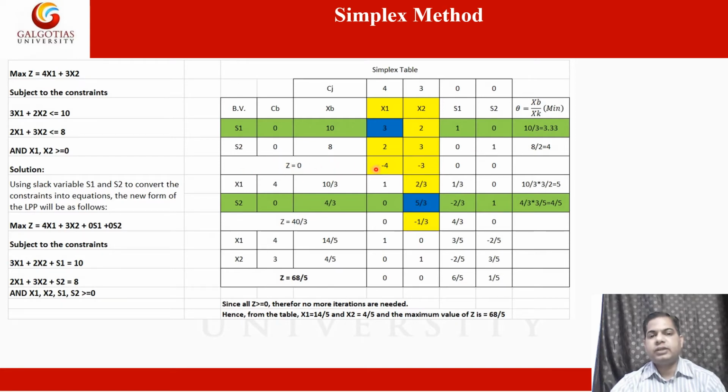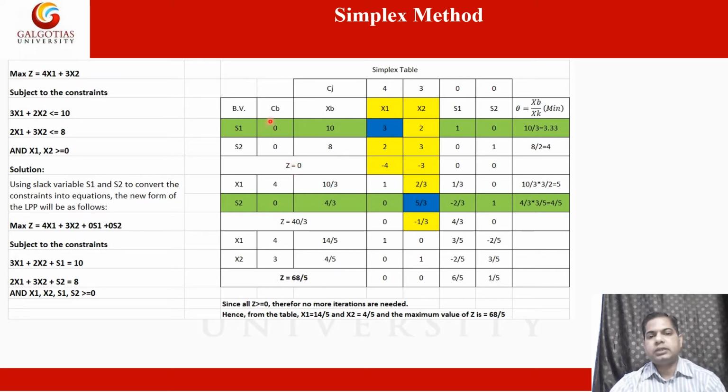The most negative value of z is known as the key column. So if we have -4 and -3, that means -4 is the most negative value. That means this x1 is my key column. So how do we calculate this z basically?